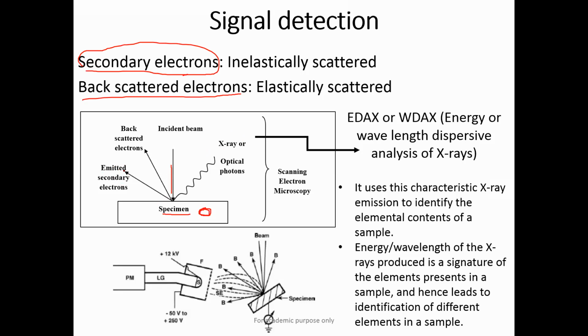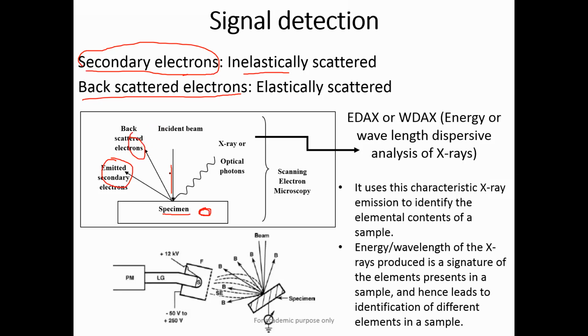You know what scattering means. A scattering process in which the electron loses its energy is known as inelastic scattering. The scattering process in which the electron doesn't lose its energy is elastic scattering. So the inelastically ejected electron we call the secondary electron, and the elastically scattered electron is the backscattered electron.